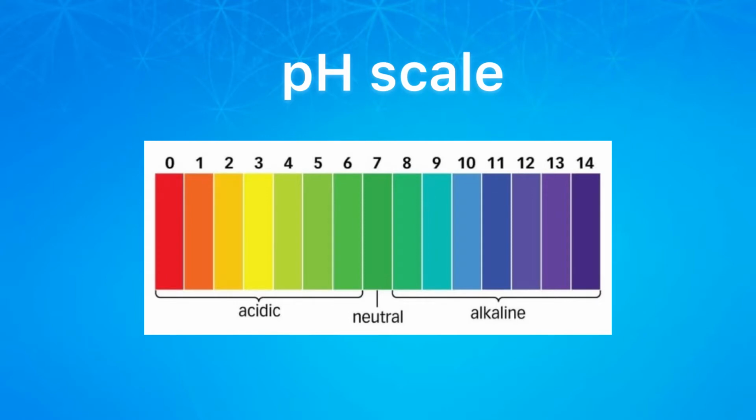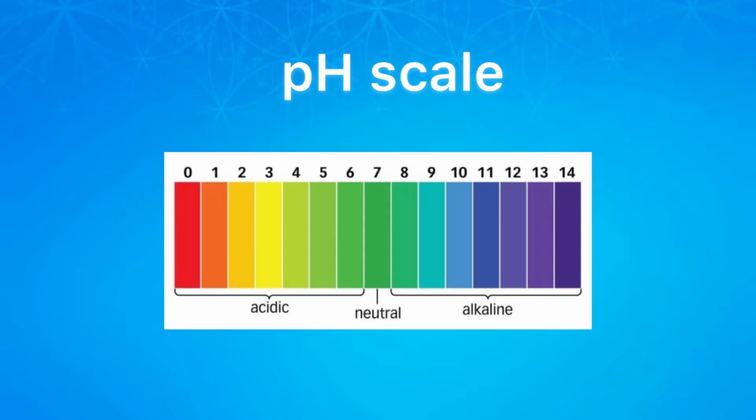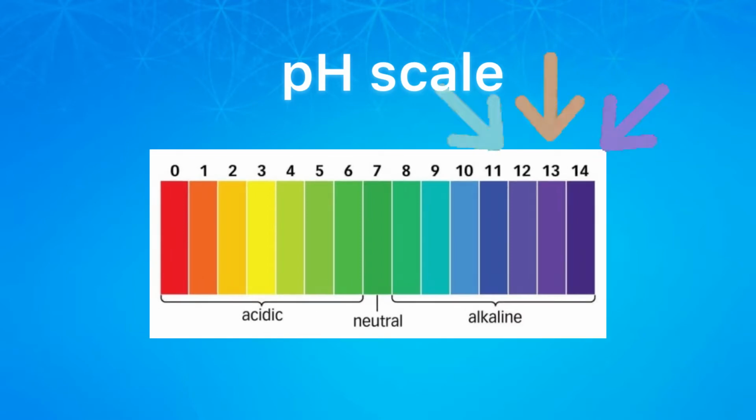And the second experiment we got light blue. So we can say that the Colgate is around 9 to 10 pH. And the third one we add soap, we got purple. So we can assume that it is around 12 to 14 pH, which is alkali.